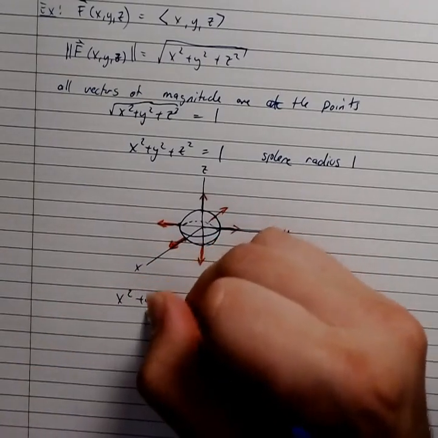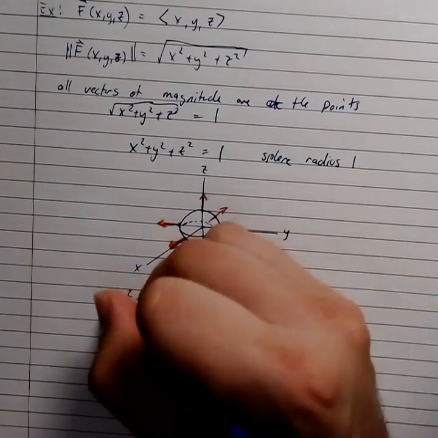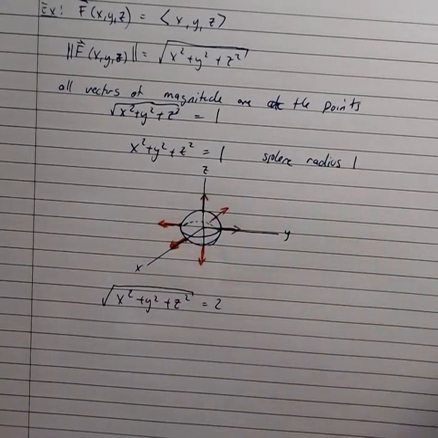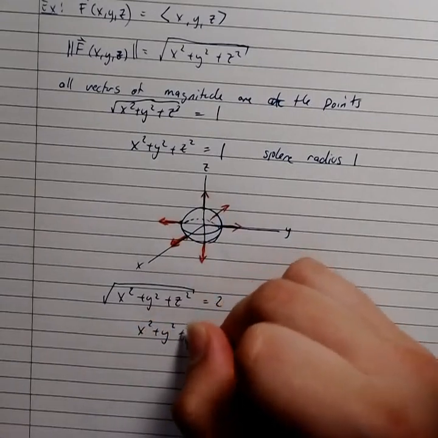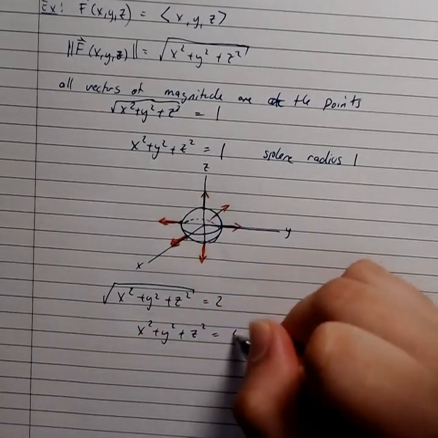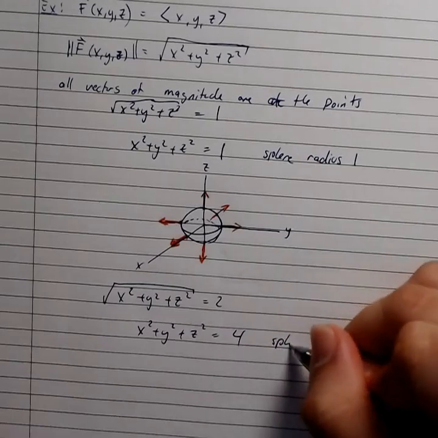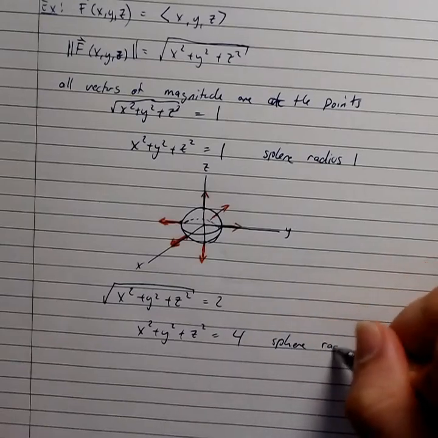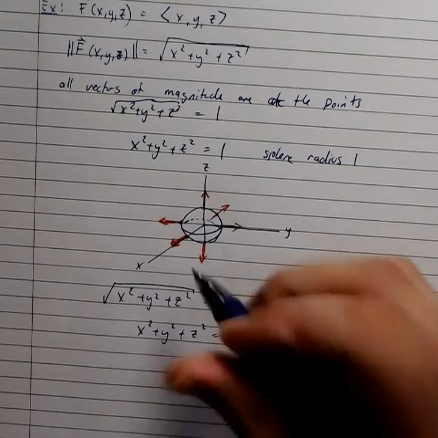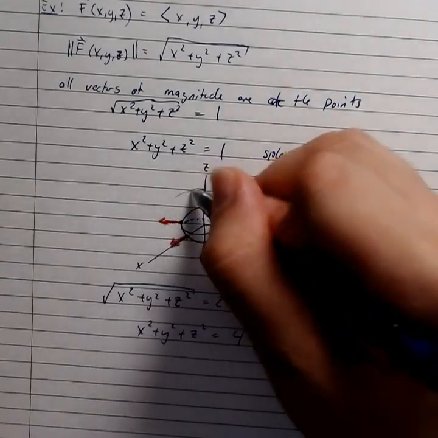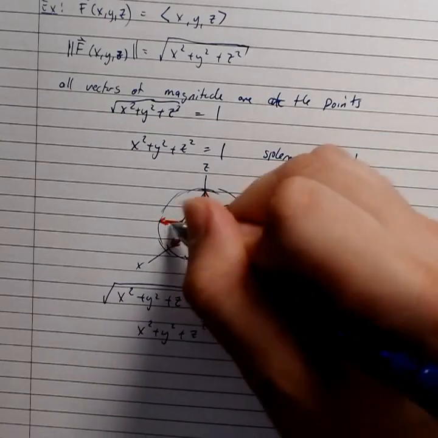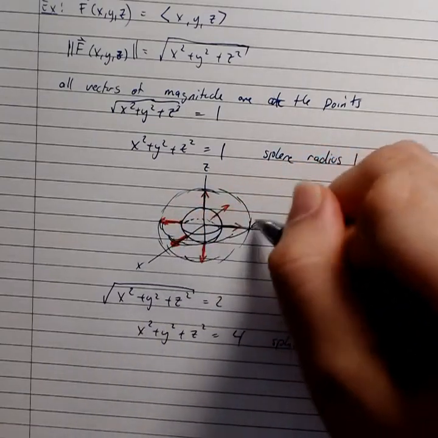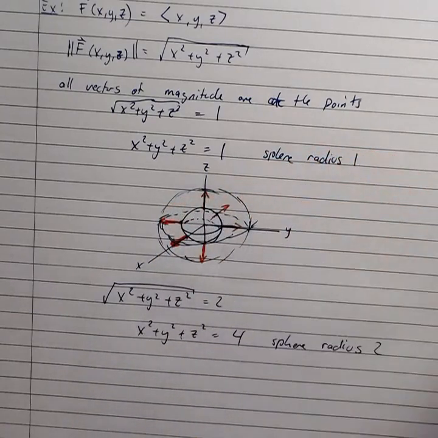If we take the square root of x squared plus y squared plus z squared and set that equal to 2, then once we square both sides, it becomes the sphere of radius 2 that is centered at the origin. So if I now have a sphere of radius 2, then every point on that sphere is going to be assigned a vector, and that vector will also be of magnitude 2.